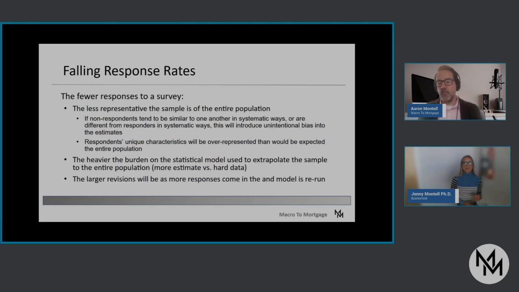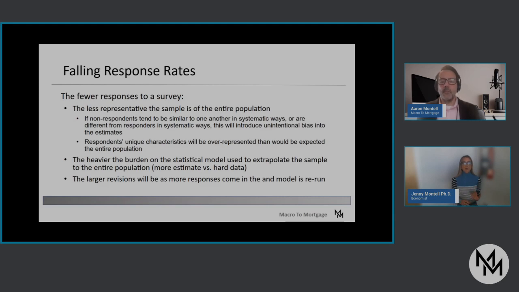And the reason that this affects revision size is that the fewer responses there are to a survey, the less representative that sample of respondents is going to be of the entire US population. So if non-respondents tend to be similar to one another in systematic ways or are distinct from responders in systematic ways, this will introduce unintentional bias into the estimates. So respondents' unique characteristics will be overrepresented relative to what would be expected in the general population.